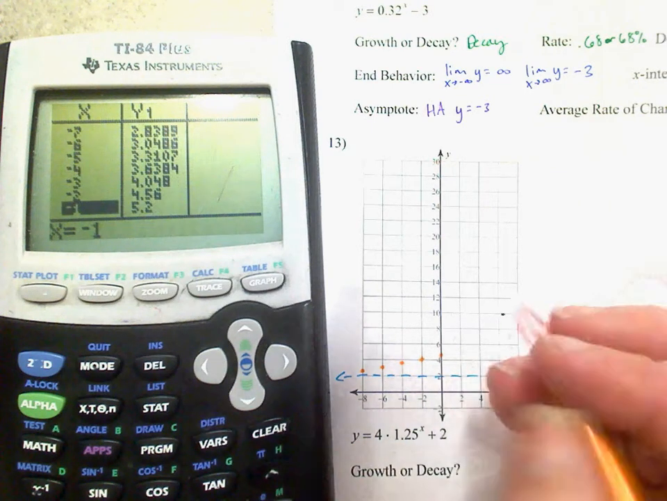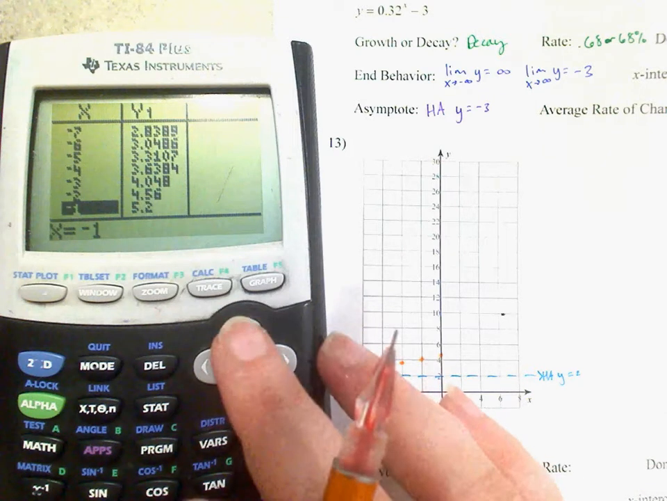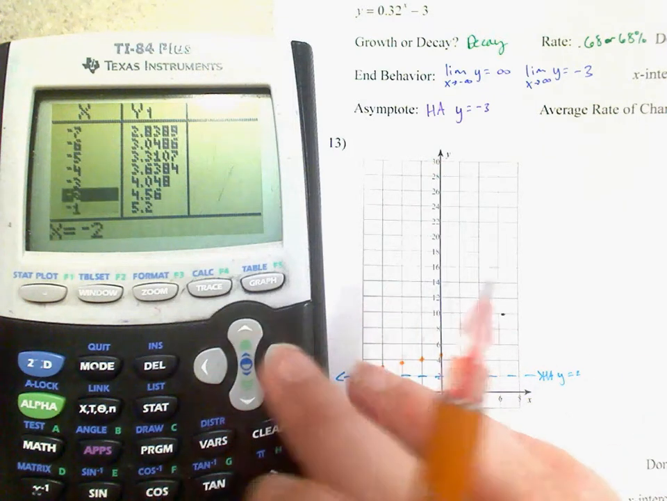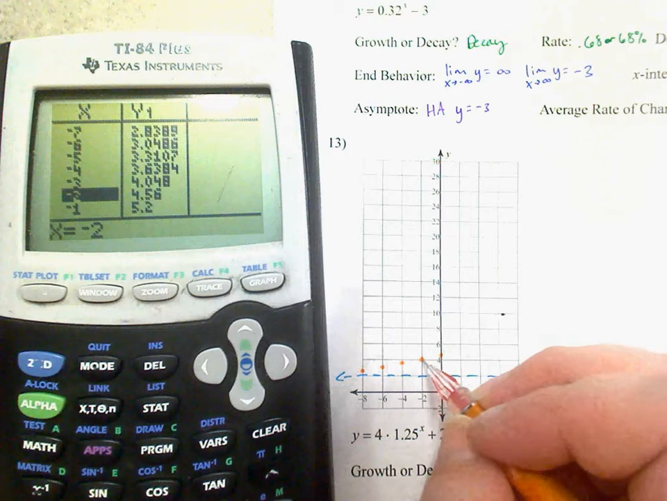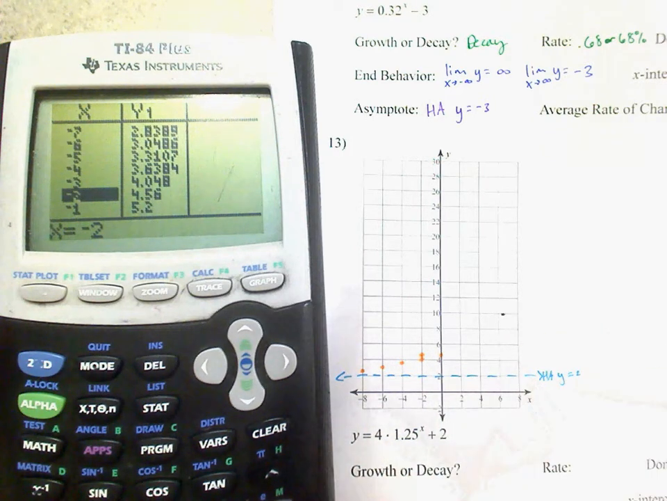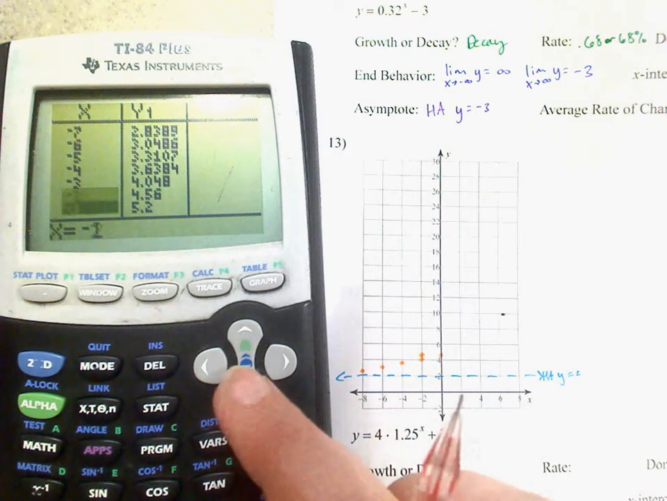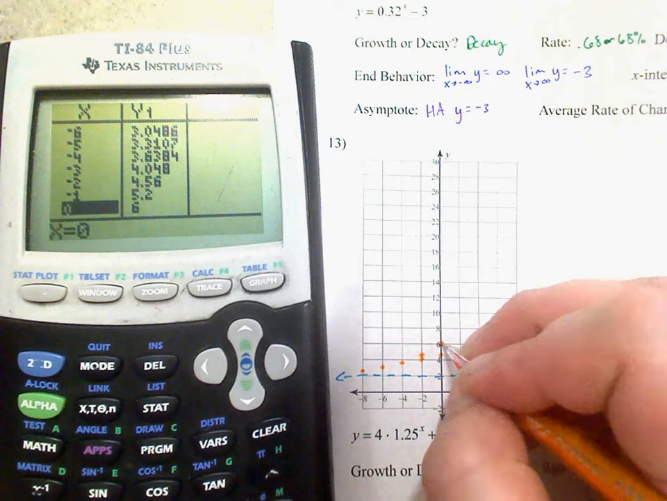5.2. Oh, I did not do that right. Okay. At negative 2, we're at 4.56, so actually right there. That was silly. I just started going by ones. Okay. And then at 0, we're at 6. I was about to say something does not look right. Okay.